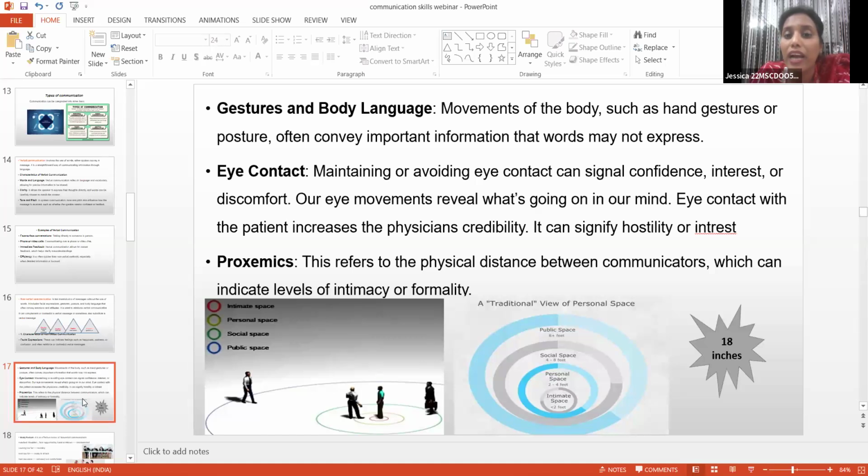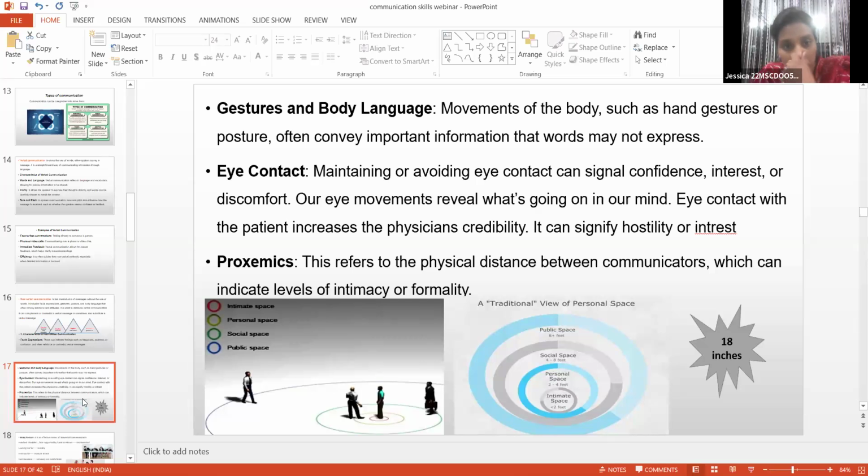Maintaining or avoiding eye contact can signal confidence, interest, or discomfort. We should have the right amount of eye contact with the patient. We cannot stare at the patient for long. That also makes the patient uncomfortable. We even cannot avoid contact with our patient. That makes the patient feel that we are disinterested in them and it makes them discomforted. Our eye movements reveal exactly what is going on in our mind.